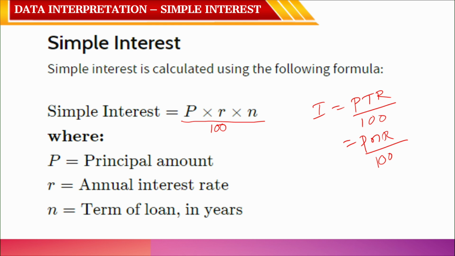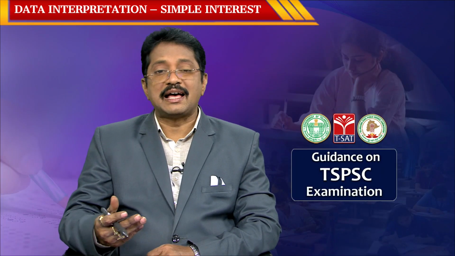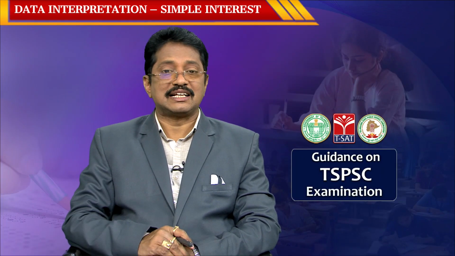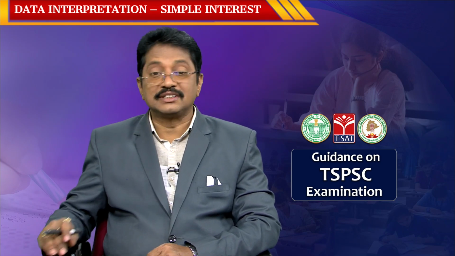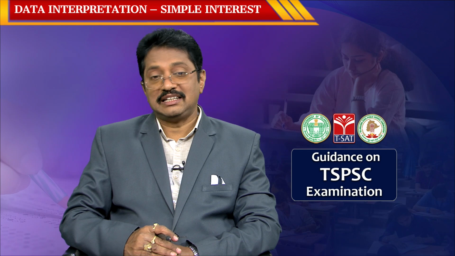So, T is time, or N is the number of terms of the loan, that is it. Clear? Okay. So, P stands for the principal amount, how much you borrowed either from a bank or a third person, that will be considered as P. R stands for the rate of interest and N stands for the term of the loan in years. Clear?